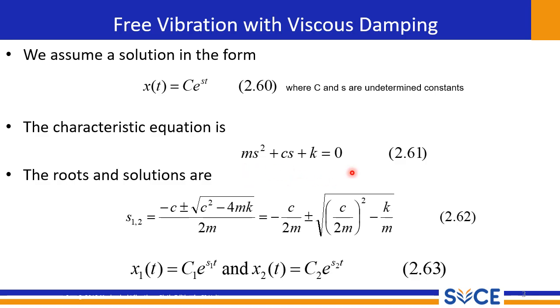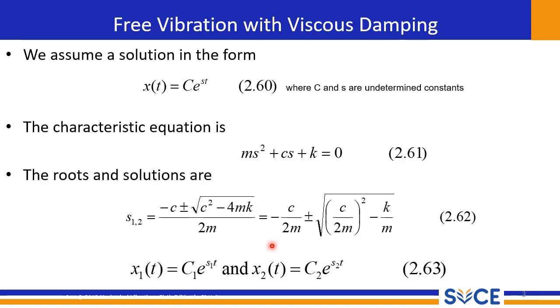This is a quadratic equation in terms of s. The characteristic equation is crucial because its roots will determine the form of our solution. Solving this quadratic equation for s, we find two roots s1, s2. The roots are given by the formula as shown in the figure. Notice that the roots can be real or complex depending on the value of the discriminant c square minus 4mk. Each of the roots corresponds to a solution of the form we initially assumed.